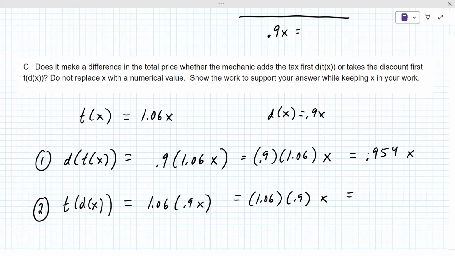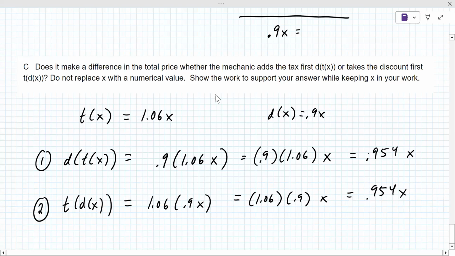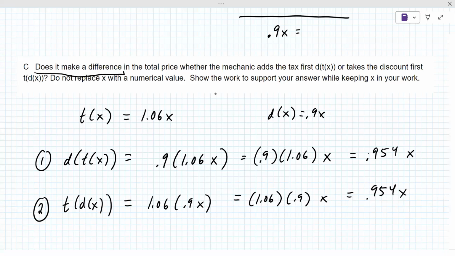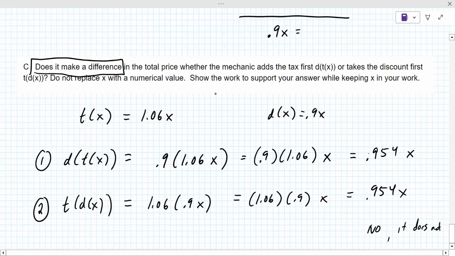Same thing. Yes. Okay, so that's the answer to this question. Does it make a difference? And the answer is no. No, it does not.